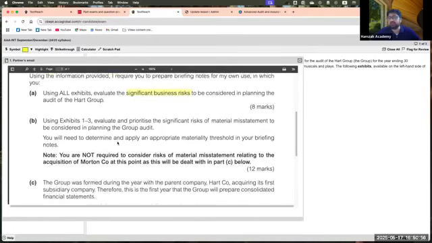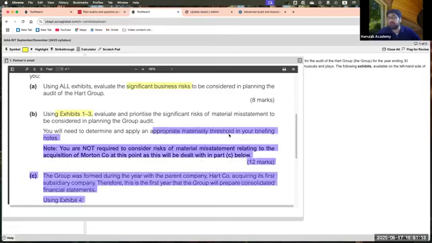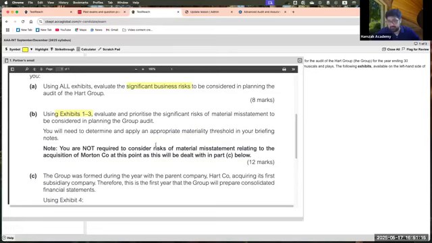Then using Exhibits 1 to 3, evaluate and prioritize significant risks of material misstatement. Now they have limits. This is very much important. You cannot write business risk from any other exhibit here. You need to determine and apply an appropriate materiality threshold in your briefing notes. Now focus on any other thing. You are not required to consider risk of material misstatement related to acquisition of Molten at this point, as it will be dealt with in part C below.